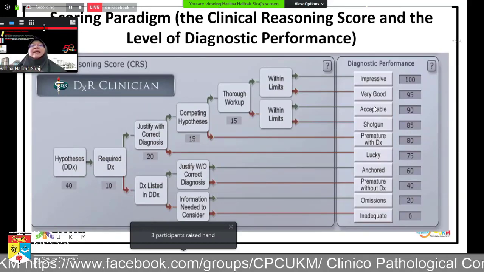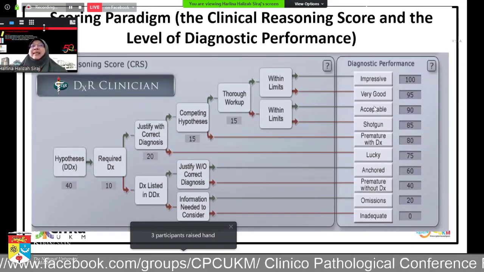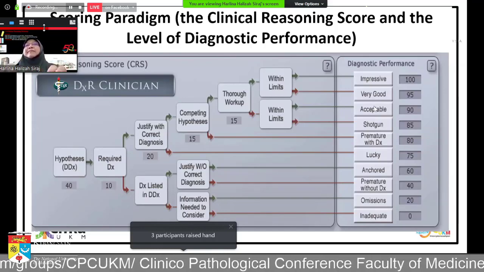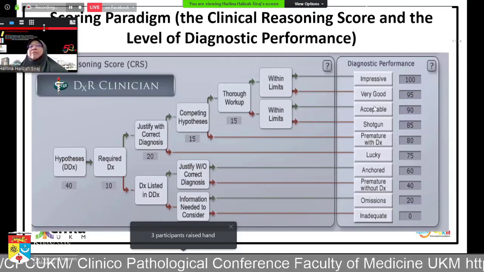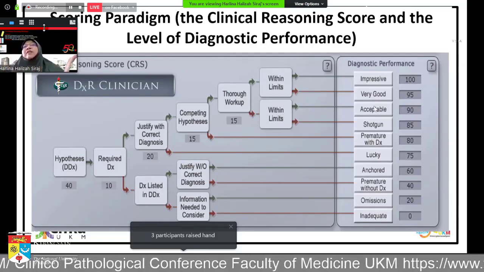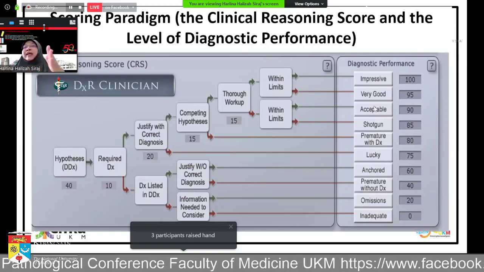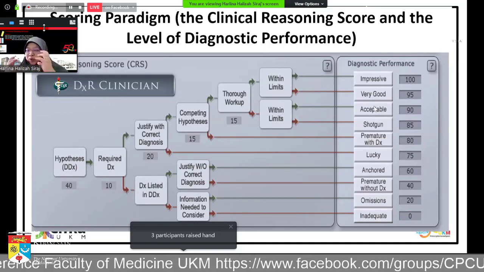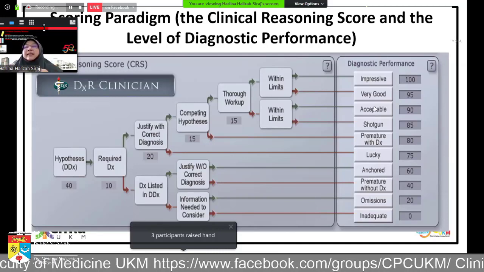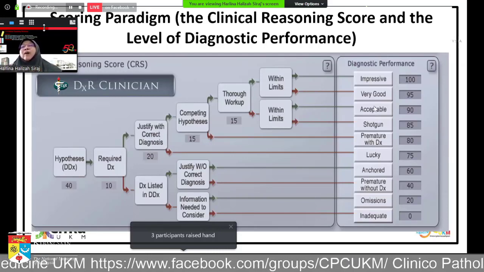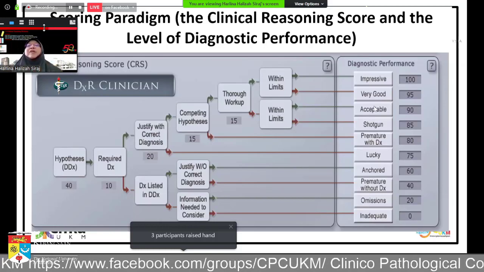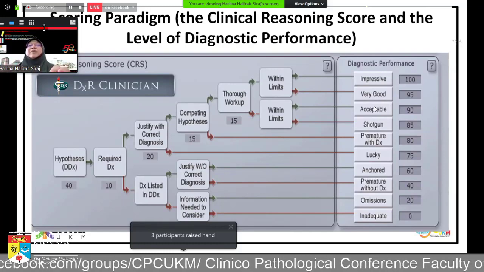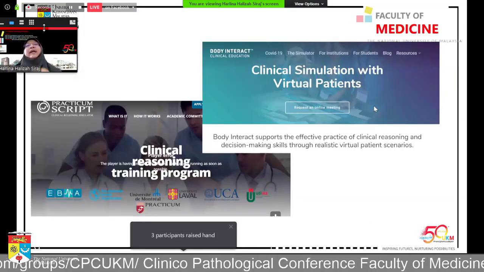Yeah. And the good thing about the DXR clinician is this: at the end of that, there is a scoring paradigm whereby the student is going to be scored according to their diagnostic performance. Let me just go through that. Of course, 100% is impressive, very good, acceptable. Shotgun. They're just, and premature, lucky, and then anchored. So you know that in the very beginning, they are already anchoring their diagnosis, premature, and omission and inadequate. So this basically will tell you the e-learning, the technology is there to tell you which among your students who needs more assistance.